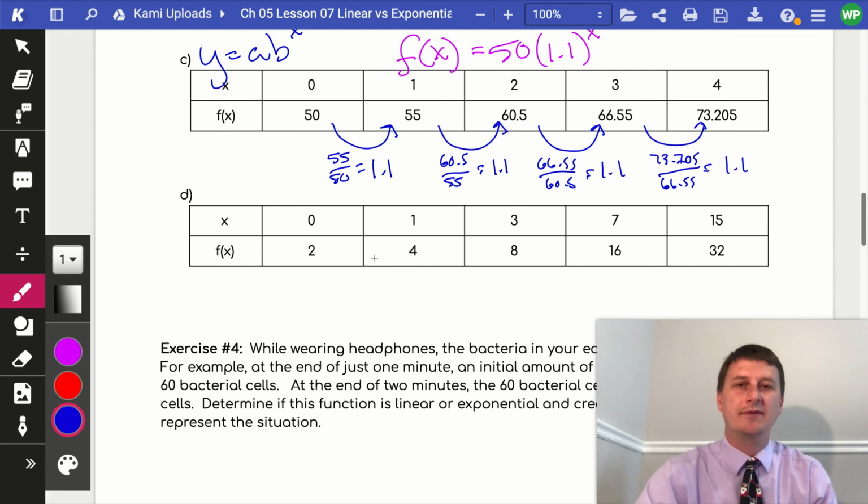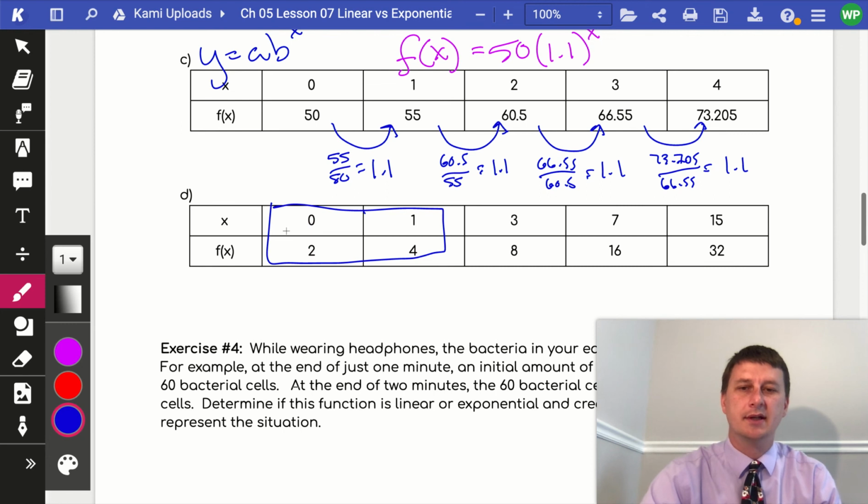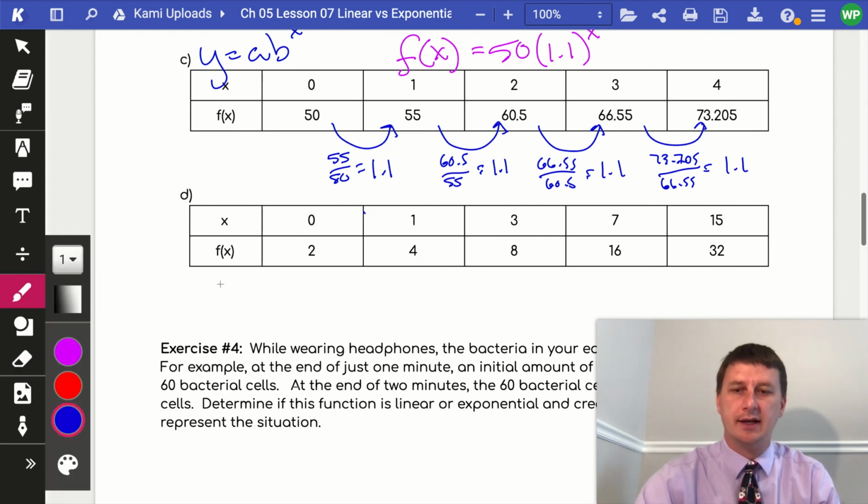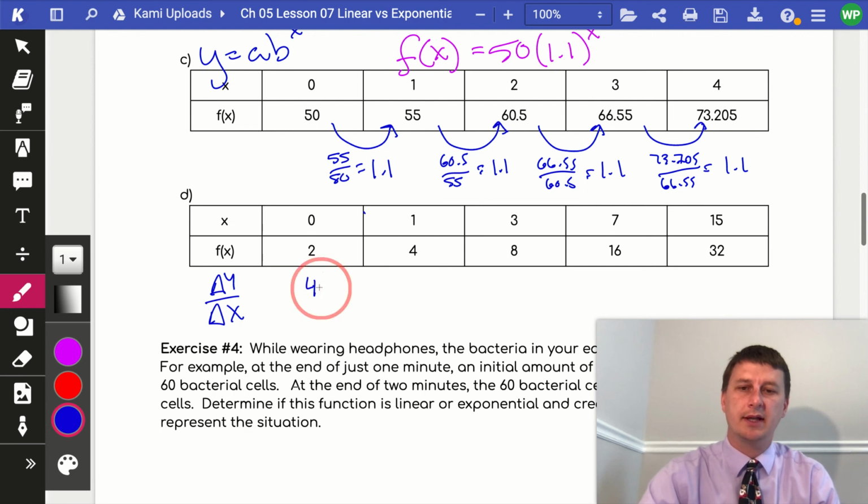So what we're going to have to do is find the rate of change for each of these sets of points. So we'll start with 0, 2, and 1, 4. So we're going to find our change in y over our change in x, and we're going to see what our rate of change is. So we're going to have 4 minus 2, that's our change in y, over our change in x, which is 1 minus 0, and we're going to get 2 over 1, which is 2. That's going to be adding 2.